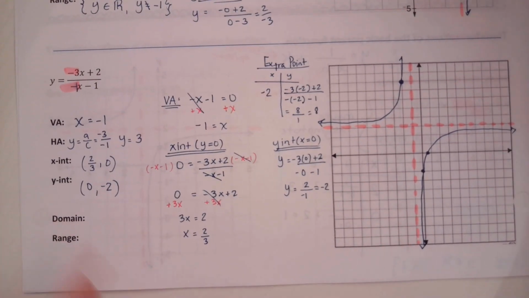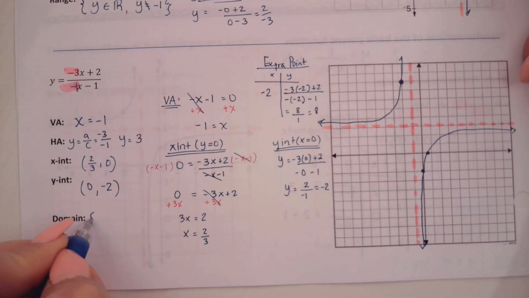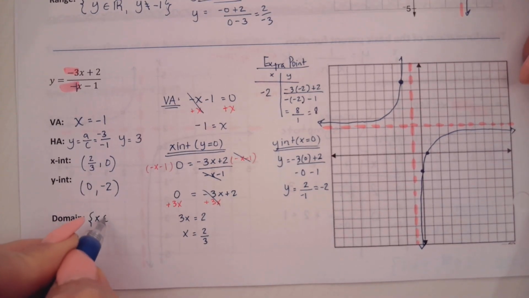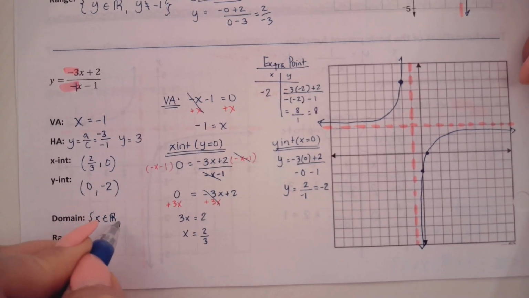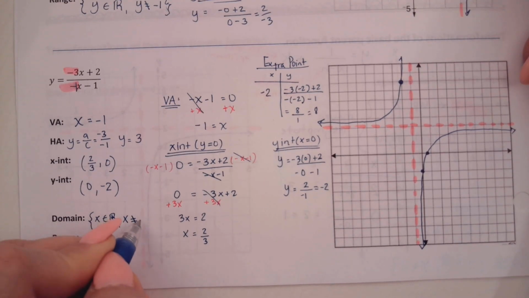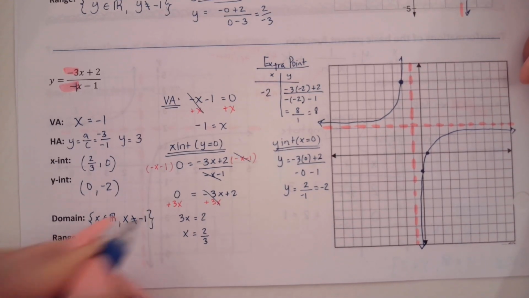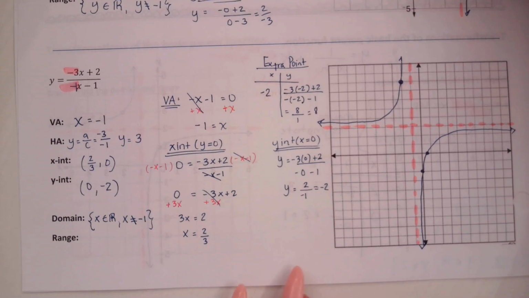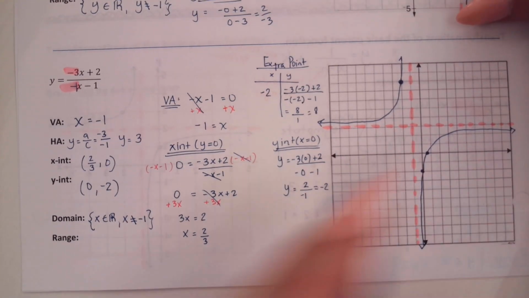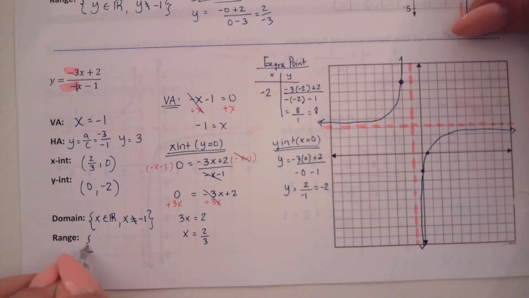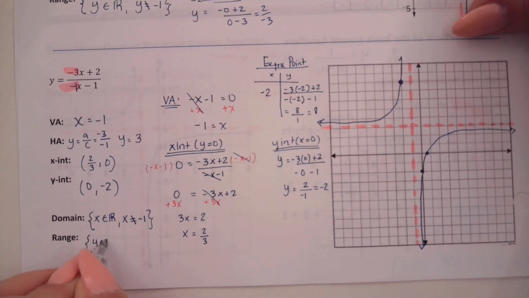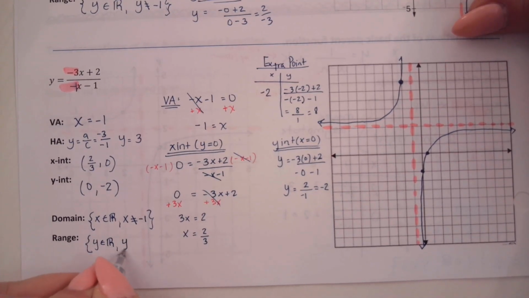All right, my domain. Domain is every single x except for which one? -1. So say x is not -1. My range is every single y except for which y? 3, because you have that asymptote there. So we'll say y is a real number, except y is not equal to 3.